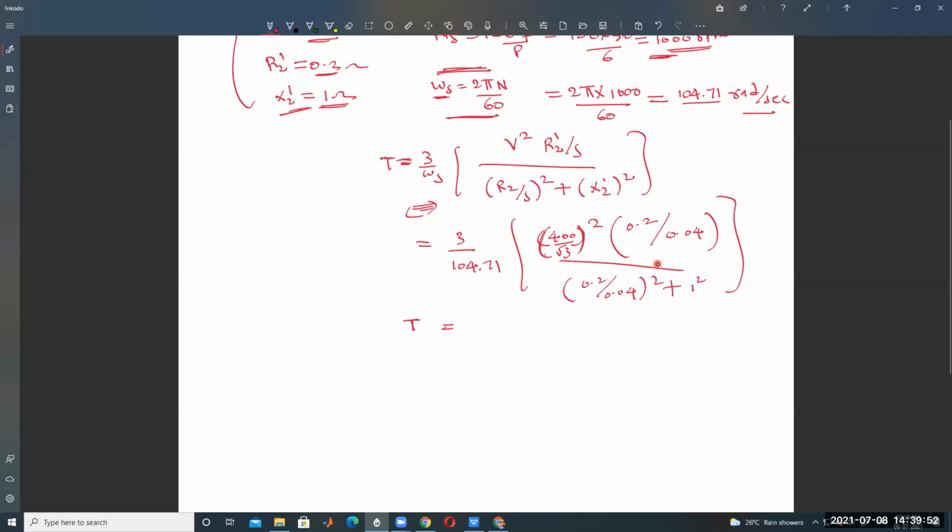Purnachand. Sir, we calculate. Okay. Anyone respond? This is the answer. 3 divided by... Any one of you, what is the answer for this?